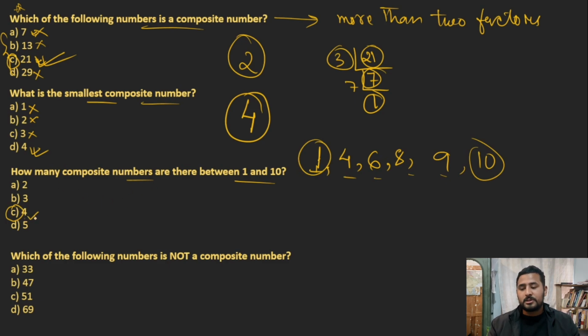Okay, so the answer will be option C. See, this 4 has more than 2 factors. 6 has more than 2 factors. 8 has more than 2 factors. 9 also has more than 2 factors. Okay, that is why they are composite.